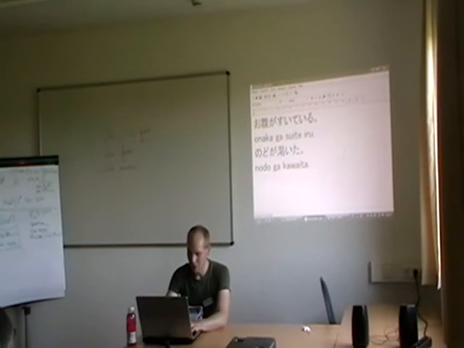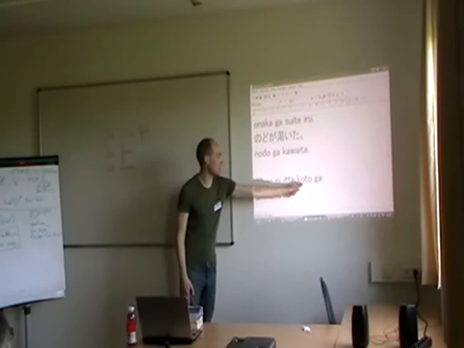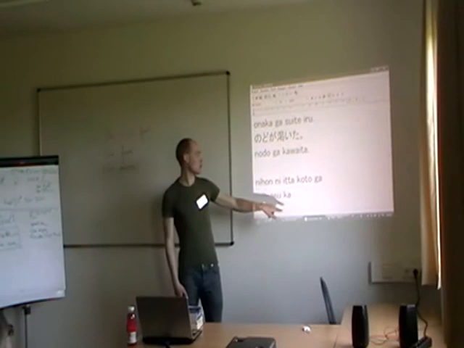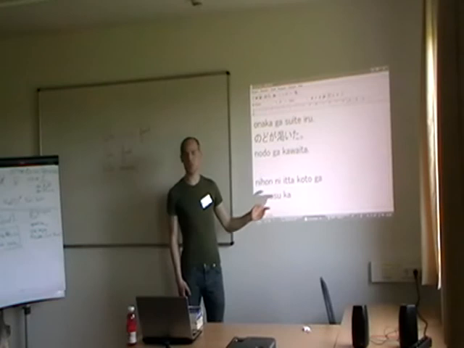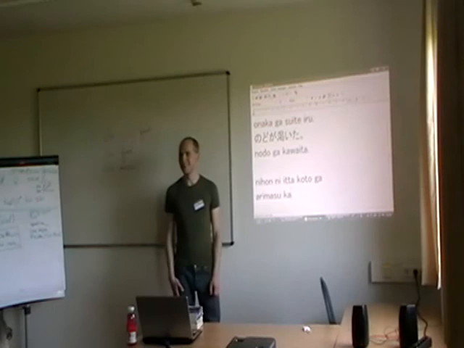So let's see which one did you use. Nihon ni itta koto ga arimasu ka. So basically this means Japan, towards, went, thing, subject, does it exist. Koto is like thing or fact. So to paraphrase this: going to Japan, thing or fact, does it exist? Meaning, does it exist for you? So have you had this experience? It's quite an interesting sentence.